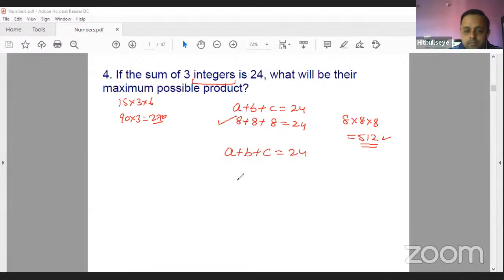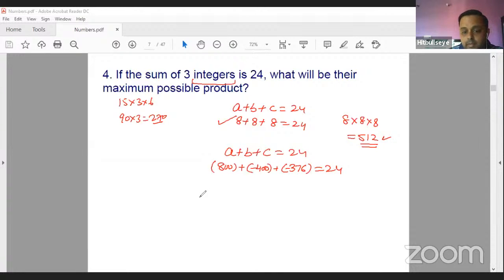Let us take an example. Just an example. What if I take A to be say 800? A is 800. B is say minus 400. And C is minus 376. Isn't the sum still 24?